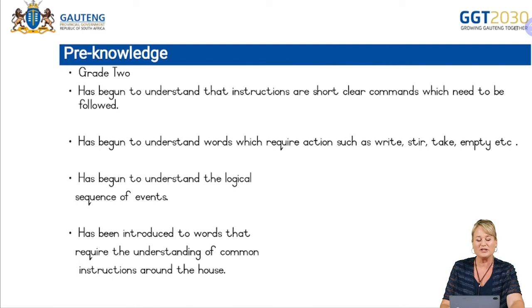Our pre-knowledge is grade 2. The learner has begun to understand that instructions are short, clear commands which need to be followed. Has begun to understand which words require action, such as write, stir, take, empty, etc. Has begun to understand the logical sequence of events, and has been introduced to words that require the understanding of common instructions around the house.